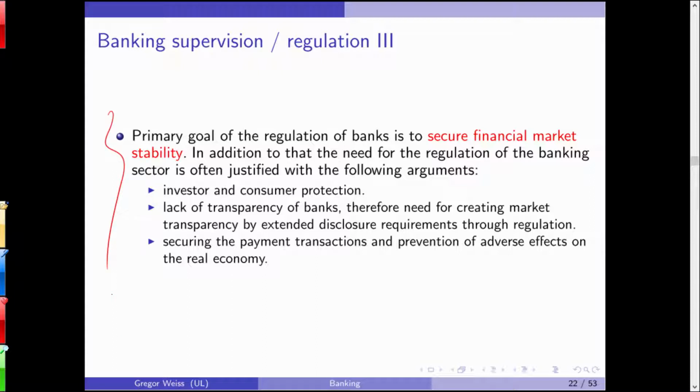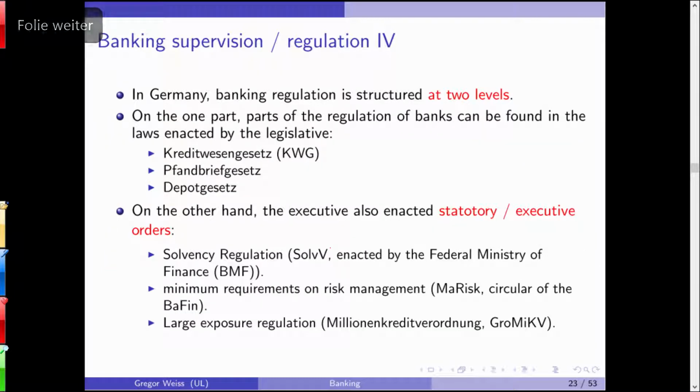Primary goal of the regulation of banks and also of other financial institutions is, of course, to secure financial market stability. And another reason why financial markets are regulated is investor and consumer protection, given the lack of transparency of banks. Usually small investors cannot assess the risk of default of a single bank. So customers and retail customers in particular are at a disadvantage, so they need to be protected. And you need to secure the payment transactions and the payment system in order for the economy to work properly. So this is what banking regulation and supervision is all about.